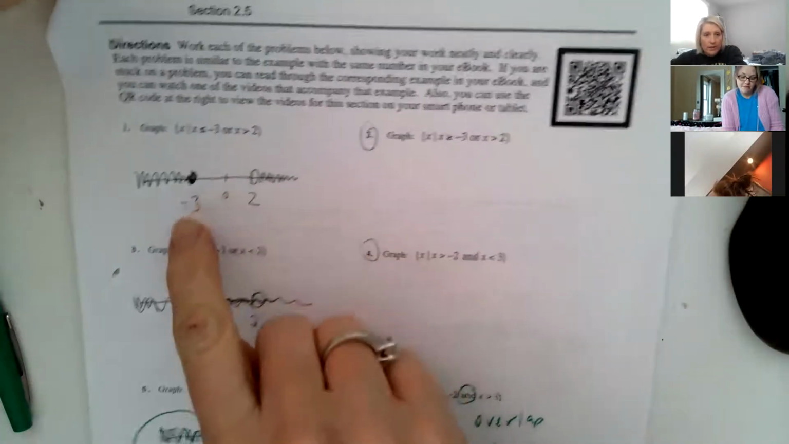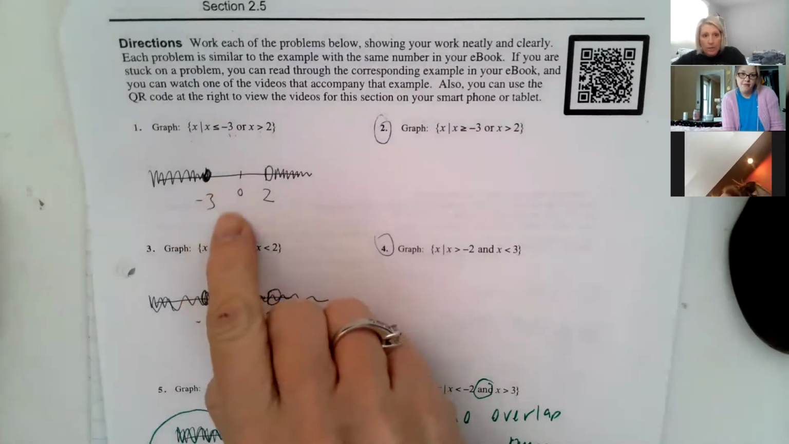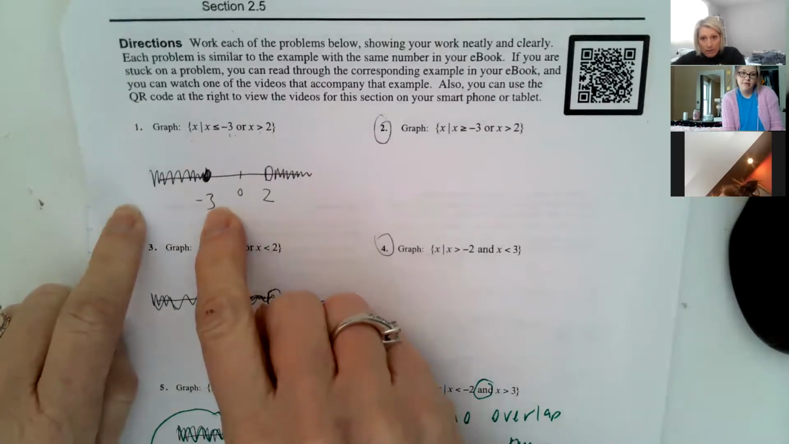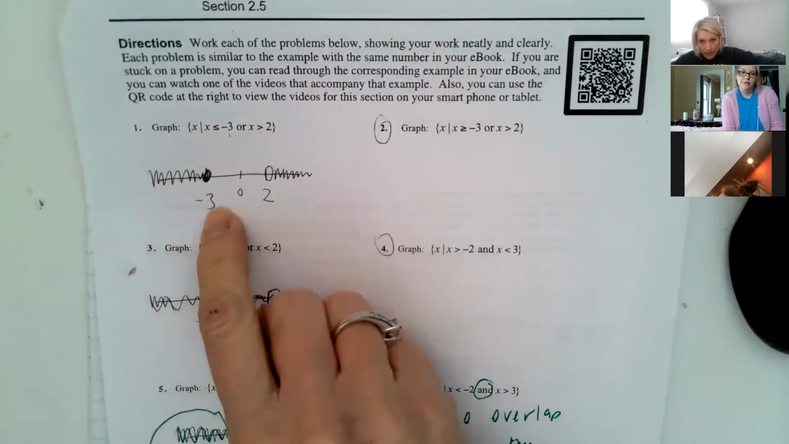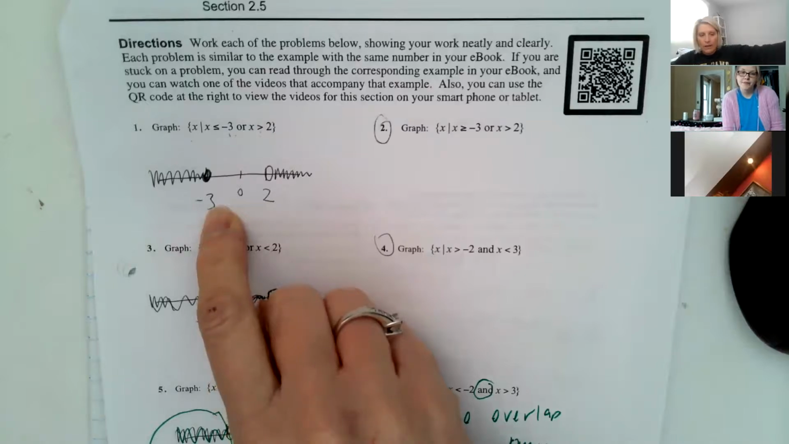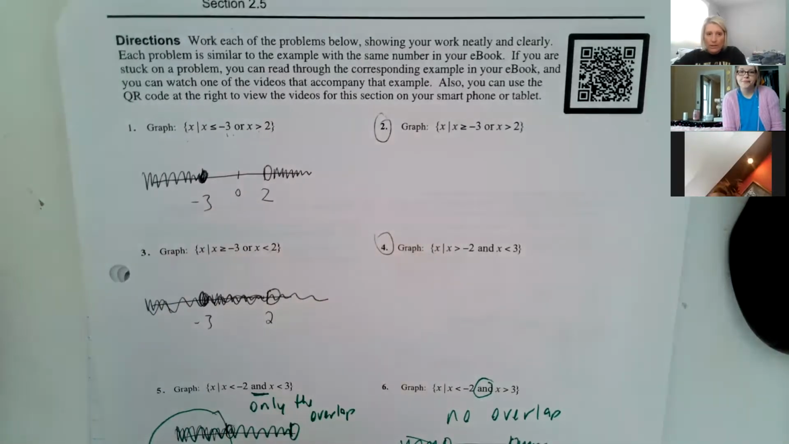So for instance, here, x is less than or equal to -3. Well, -10 is less than -3, right? -100 is less than -3. -1 million is less than -3. -1 trillion is less than -3. I don't have a limit of how negative I can be. So I have to use an infinity symbol.